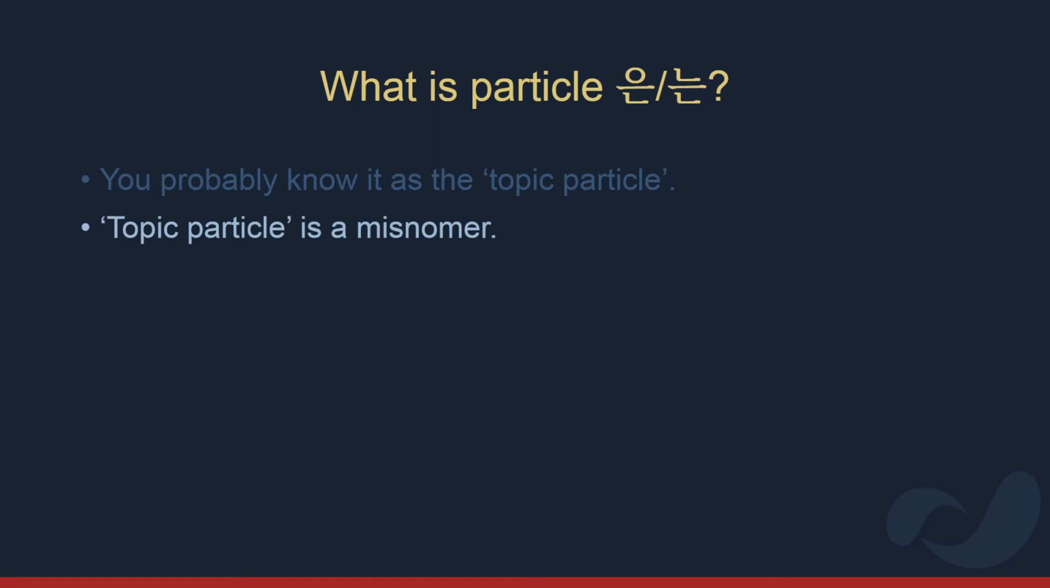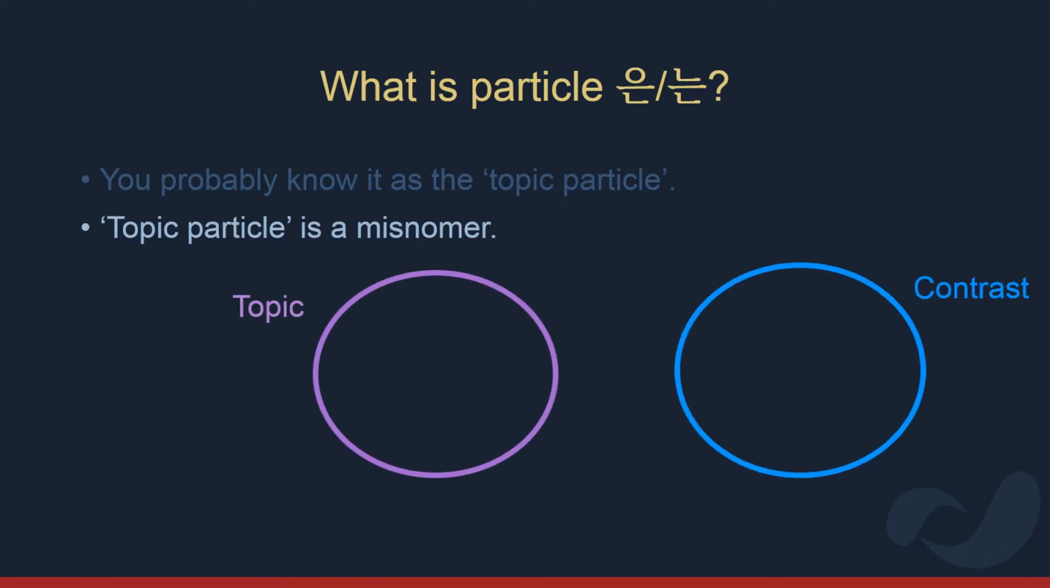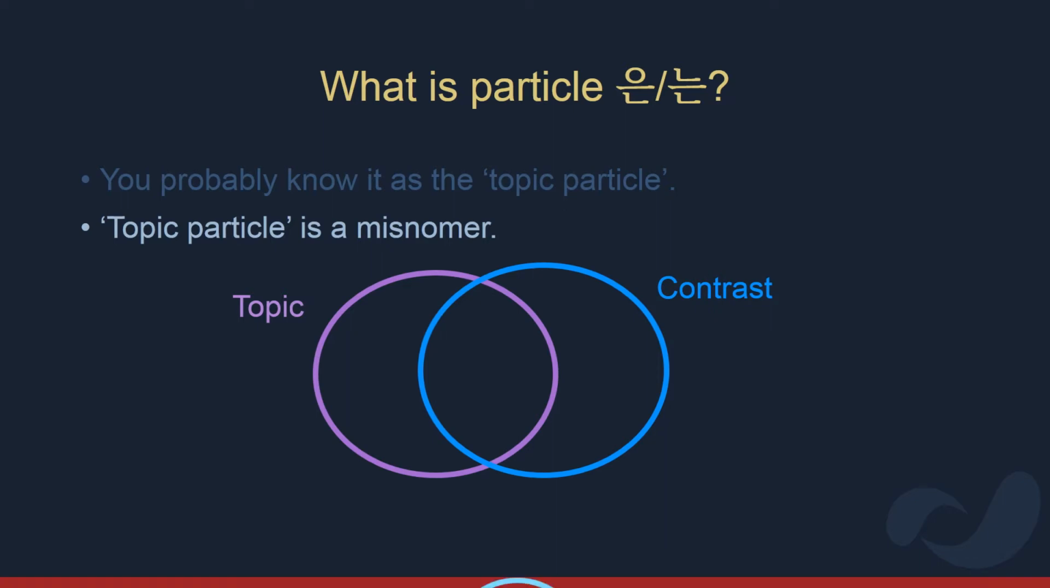Topic particle is a misnomer because topic marking is but one of three effects this particle has. In order to understand this particle, we need to understand all the effects and how they relate to each other. This Venn diagram depicts the three effects of 는. That is, 는 can be used to mark the topic of the sentence, 는 can be used to denote contrast, and 는 can be used for emphatic reasons.